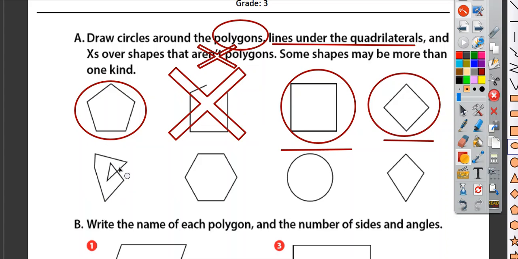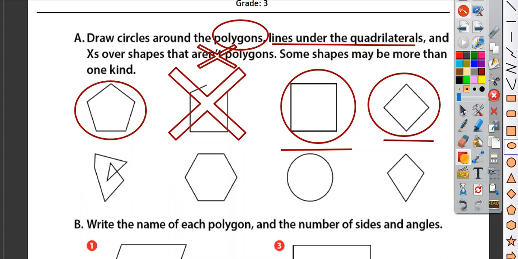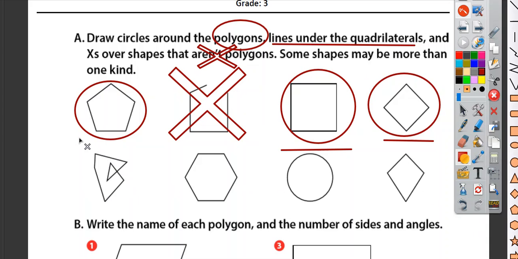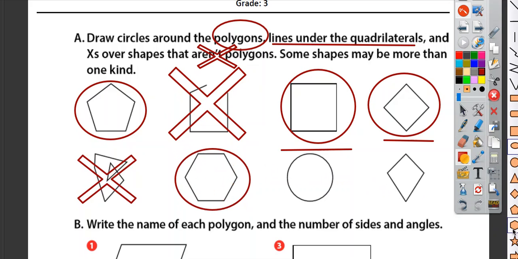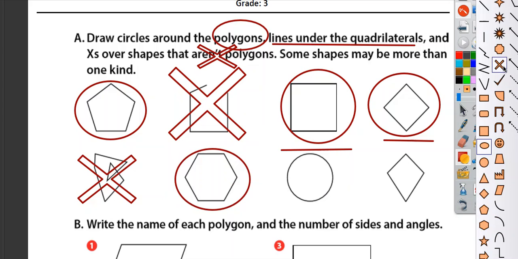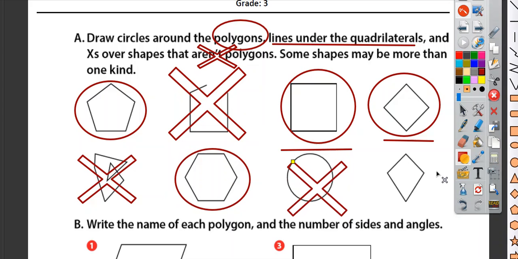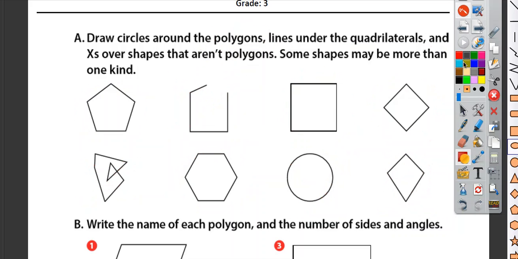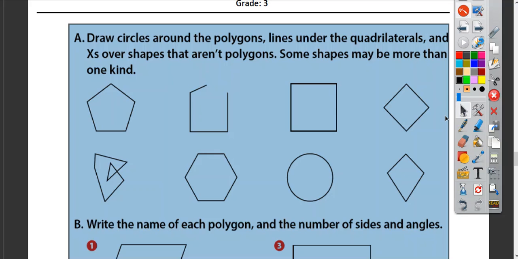Is this a polygon? No, it is not, because the line crosses together, so it is not. Okay, what about this one? Yes, it is a polygon, but it is not a quadrilateral. Is this a polygon? No, it is not. An X immediately. And what about this one? Yes, it is a quadrilateral, so underline, and yes, it is a polygon. Okay, now let's go to the next question here.